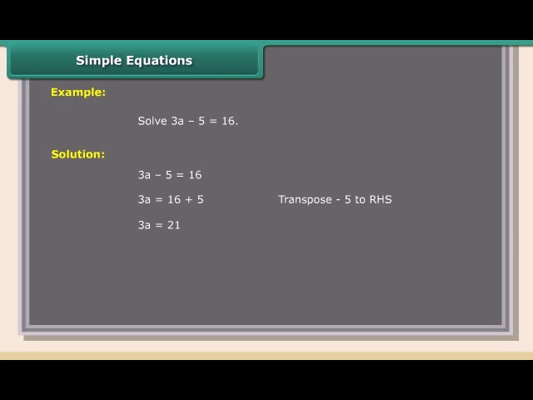Simple equations. Example. Solve 3a - 5 = 16. Solution. 3a - 5 = 16. 3a = 16 + 5. Transpose -5 to RHS. 3a = 21. Simplify RHS. a = 21 upon 3. Transpose 3 to RHS. a = 7. Simplify RHS.